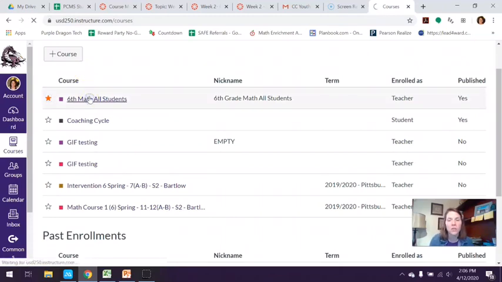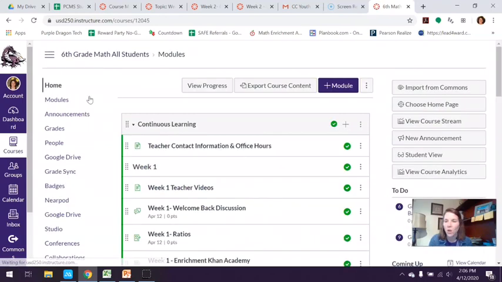And then when you click on that class, it automatically opens the modules, and that's where all the work is that you need to do. You'll notice that everything is in this continuous learning module. That's because this is a special module for this year because we are stuck at home instead of being at school together. Teacher contact information is there. It is still there for you.